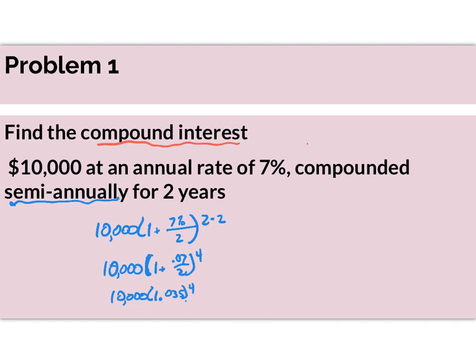And that gave us 11,475 and 23 cents after rounding. But this is the new balance, and we want to know what the interest is. So we're going to have to subtract out the principal, the original amount, and so to find out what the interest is, $1,475.23. So this is the final answer.